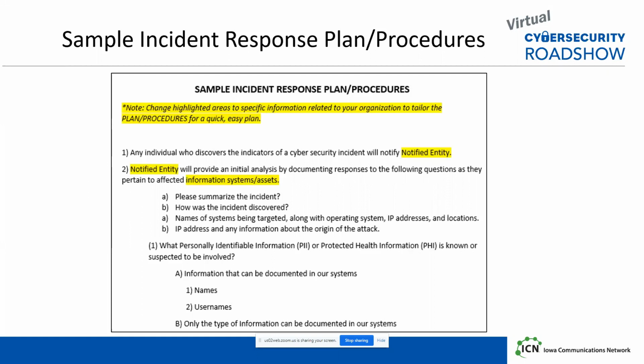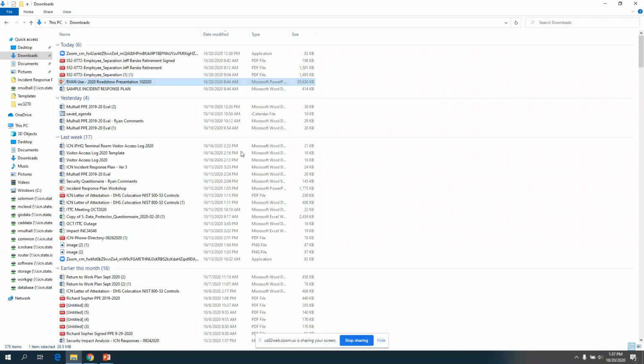All right, so now that we've gone over a lot of information about incident response capabilities and the policy, plan, and procedure portion, now would be a good time to open up the sample incident response plan and procedures that was sent out before the meeting. And again, this is a compilation of different templates and capabilities that we've utilized here at the ICN to come up with our formal incident response plan and procedures.